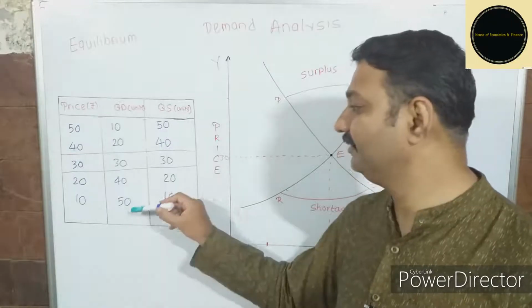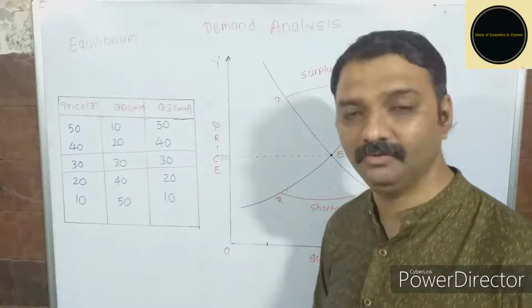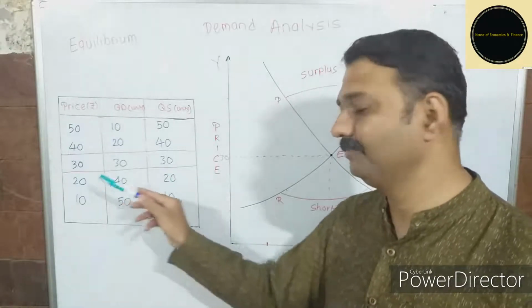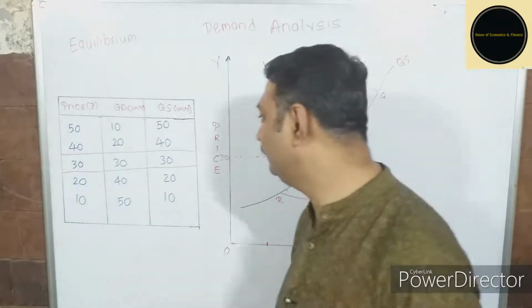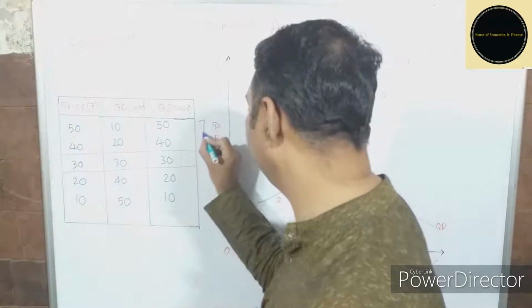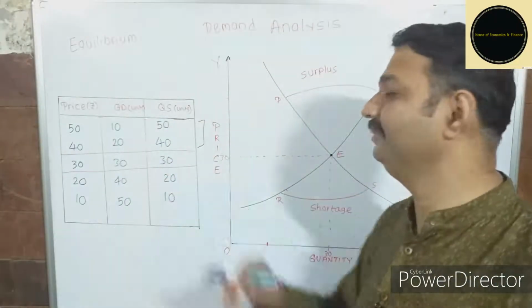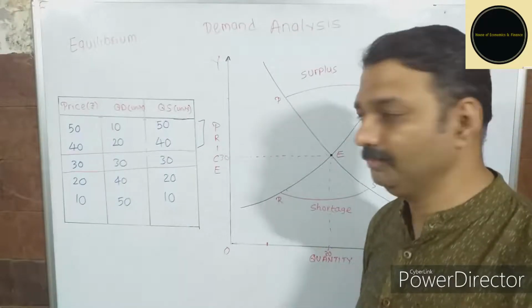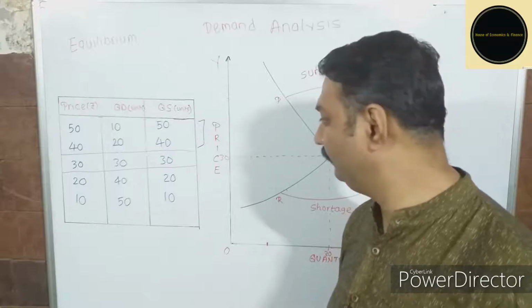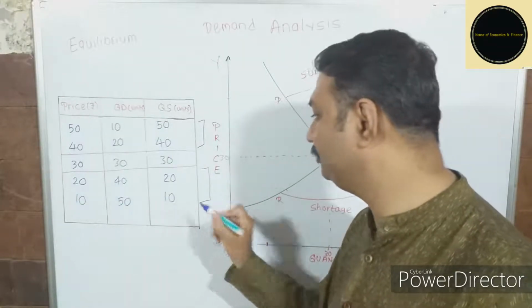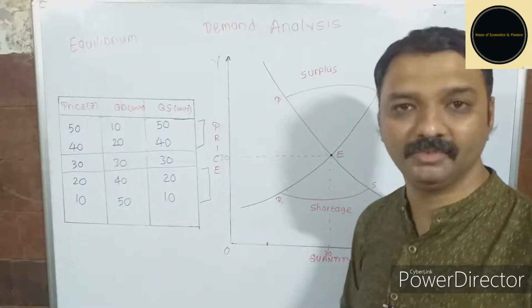Okay, that means there is a demand for this commodity at this price, but the suppliers are not willing to supply at this price. So in this region, when the price is 50 and 40, we have surplus in the market because supply exceeds demand. Whereas in this region, we have shortage in the market because here demand is exceeding supply.